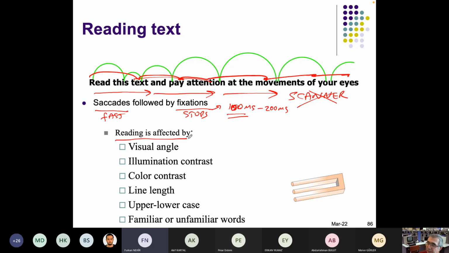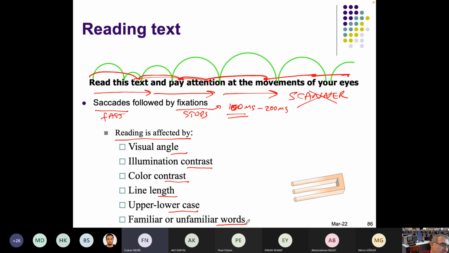Reading is affected by the following parameters: angle, illumination, contrast, color contrast, line length, upper or lower case, or familiarity. If you understand the language, then you can read faster. The fixations will be shorter if you know the language.